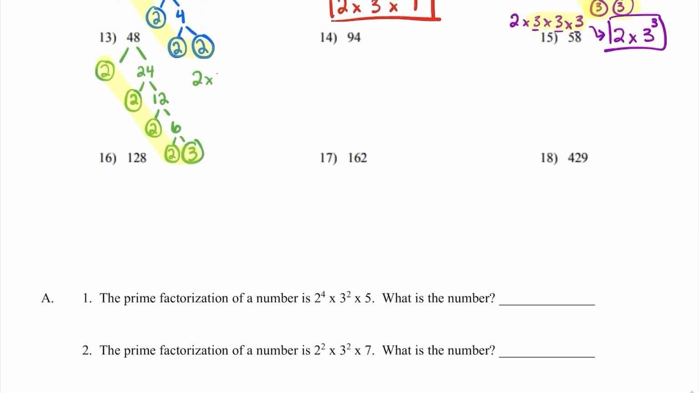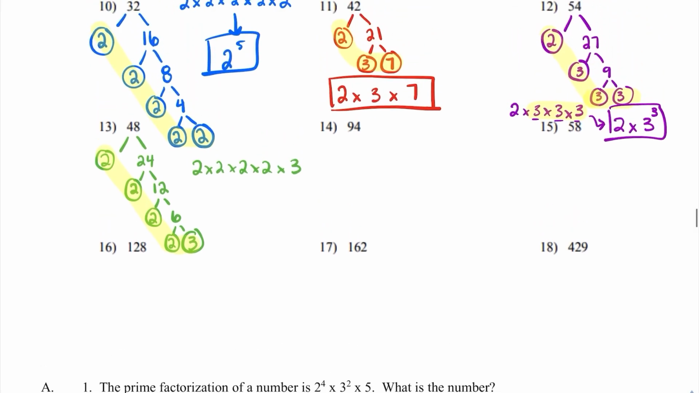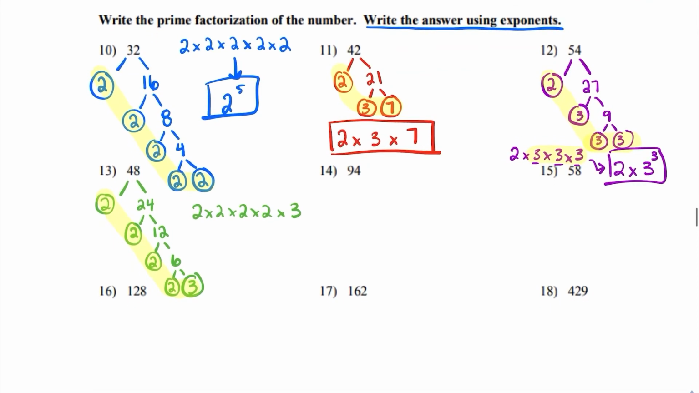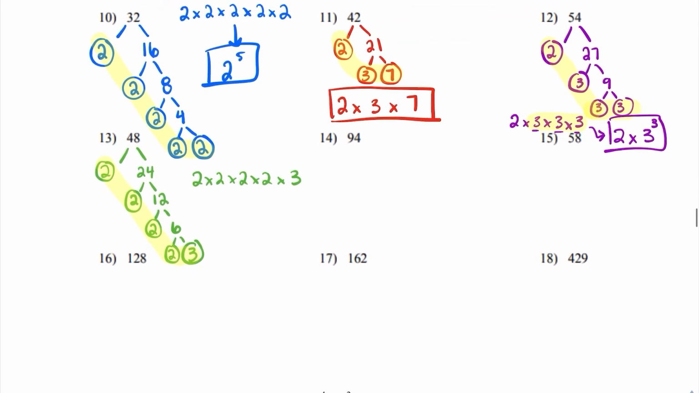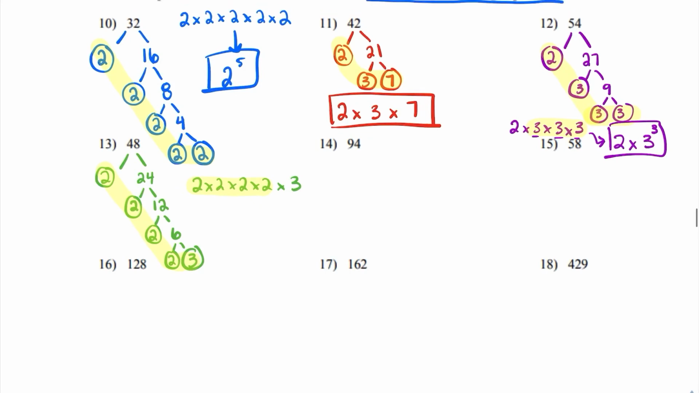And I'm going to write my multiplication sentence. So I have 2 times 2 times 2 times 2 times 3. Okay? Now remember, the directions say to write the answer using exponents. Can I use exponents here? Is there a number that's repeating a certain number of times? You might say, yes, this 2 is repeating 4 times.